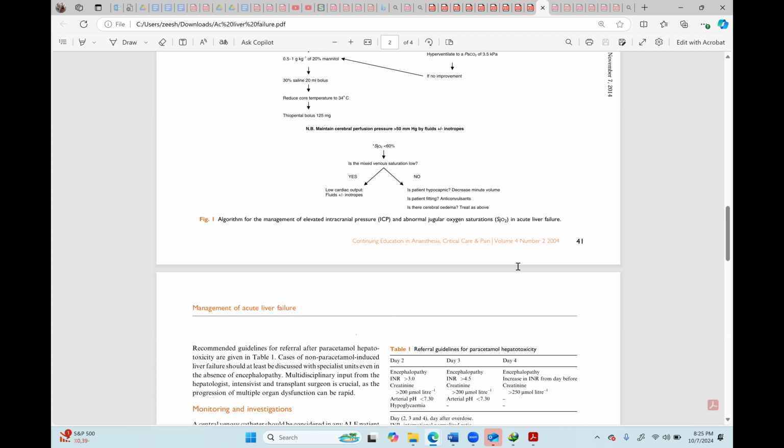You might need renal replacement therapy. You have to treat on the lines of sepsis. There are some specific causes of liver failure you will be taking care of. Patient can go into hypoglycemia, so you have to take care.